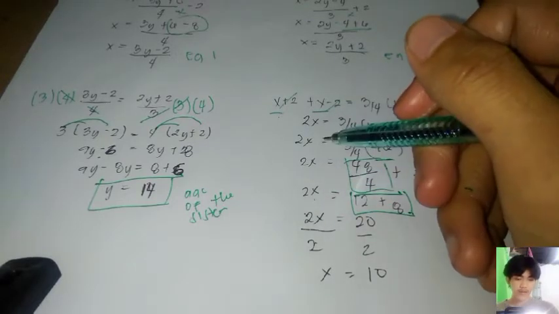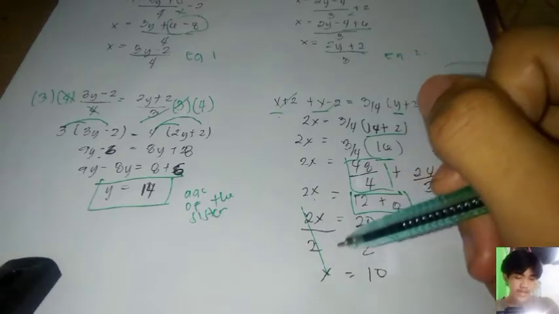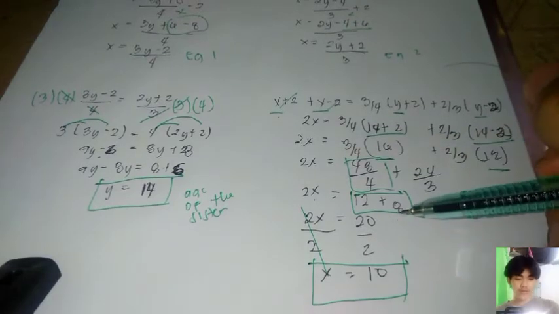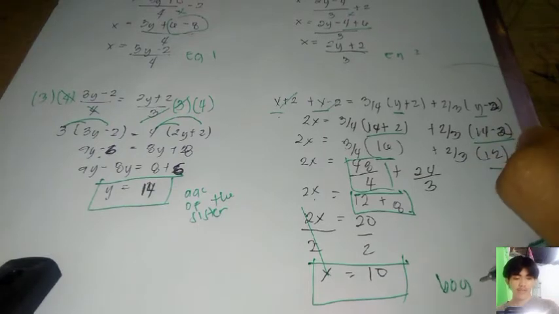So to solve for the x, let's cancel this out. So we have x equals to 20 divided by 2, so equals to 10. So this is the boy's age.